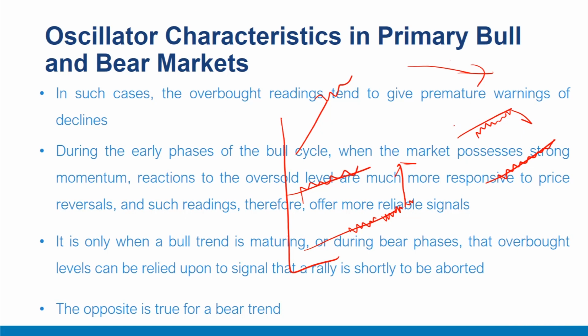However, the existence of such signals should not be taken as confirmation. Rather, other evidence such as trend line violation or price patterns may be used as confirmatory signals to take a trading action.